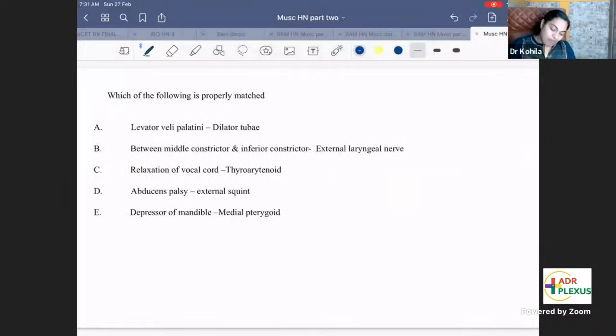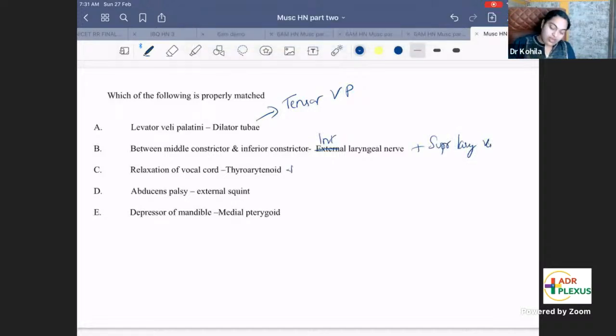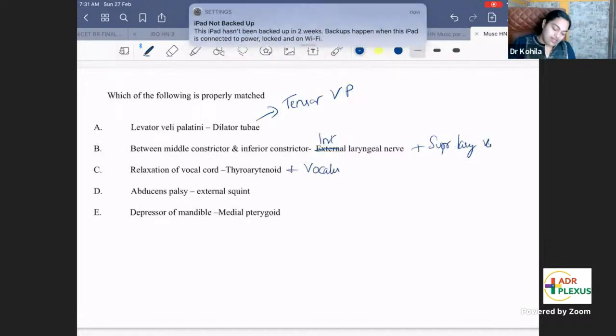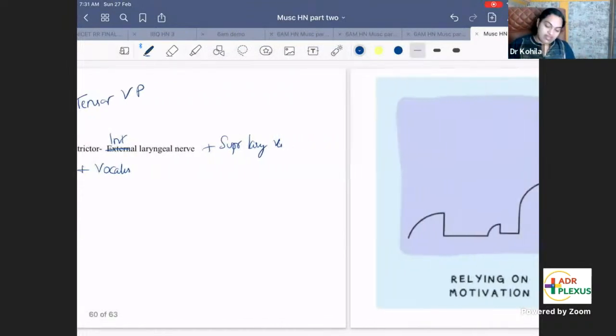Which of the following is properly matched? Dilated tubal, you notice the tensor veli palatini. Between middle constrictor and inferior constrictor, you get to see the internal laryngeal nerve and superior laryngeal vessels. Relaxation of vocal cord, thyrohyoid. Abducens palsy, internal sphincter. Depressor of mandible, lateral pterygoid. I just want to summarize this with all the muscles.